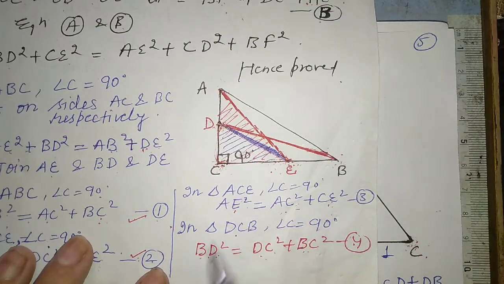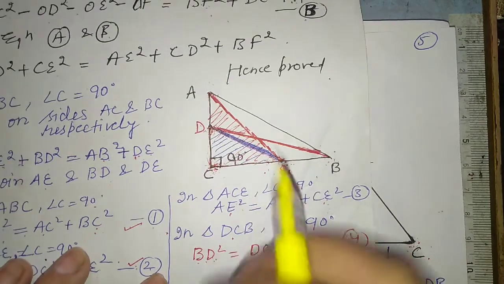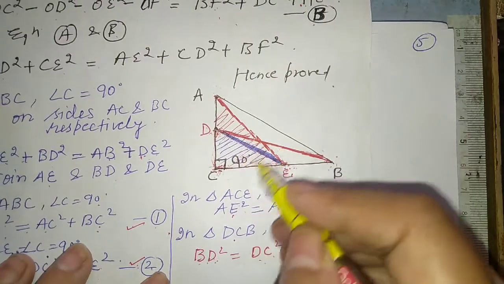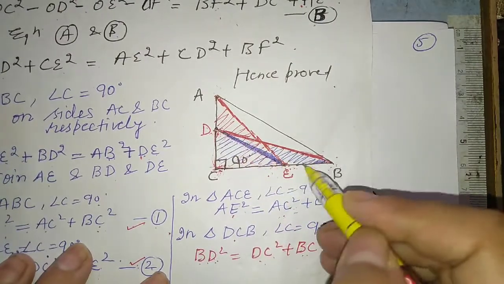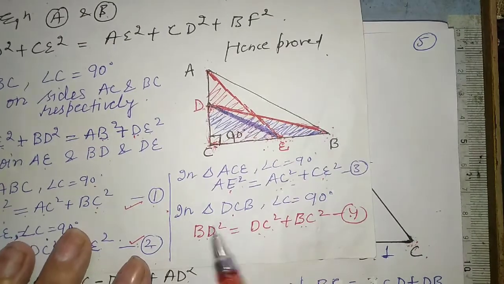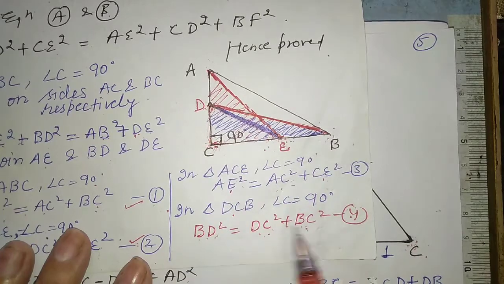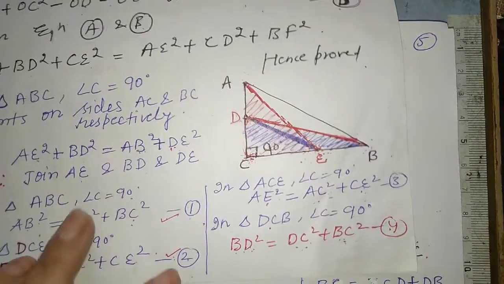Now triangle DCB. This complete triangle. D, C and B. This one. So BD square is equals to DC square plus BC square. So we are getting here the 4 equations.